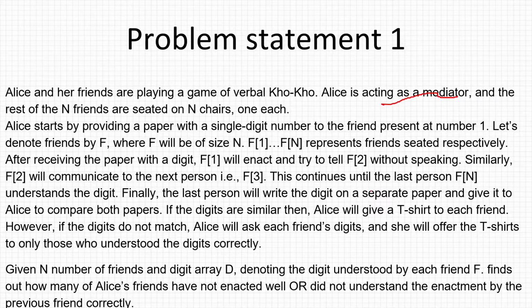However, if the digits do not match, Alice will ask each friend's digit and she will offer the t-shirts only to those who understood the digits correctly. Alice will give the t-shirt only to people whose digits match the one she wrote. If the digits do not match, they are not getting the t-shirts.